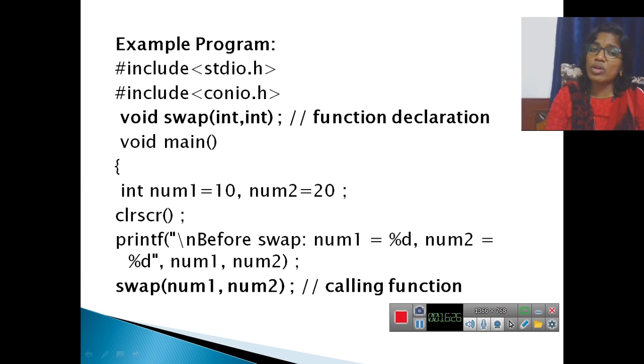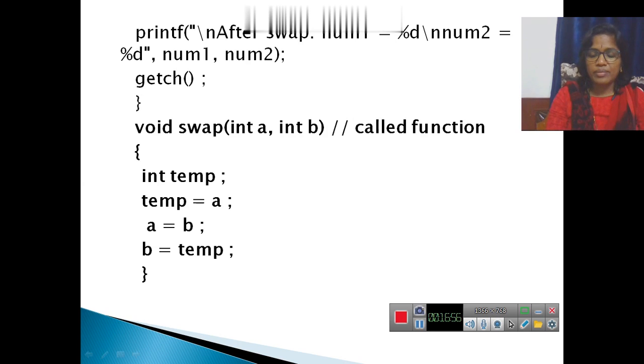So who is calling? Main is calling. The main function is the calling function, whereas the swap function is the called function. So swap is called here with two parameters. What are the two parameters? Number 1 and number 2. These two, number 1 and number 2, are actual parameters. So actual parameters are passed. Then printf after swap, because you have called the function.